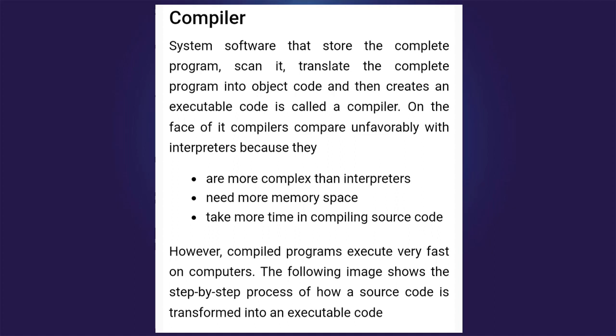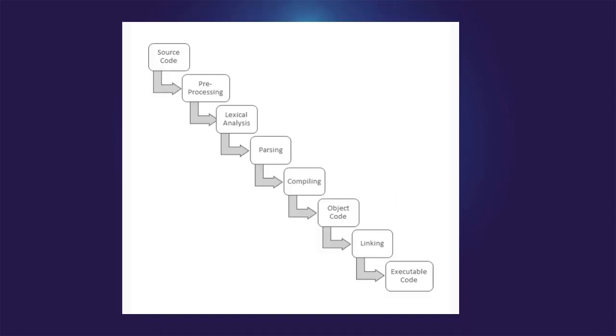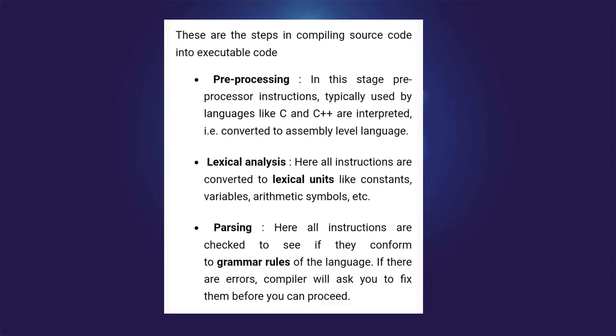The following image shows the step-by-step process of how a source code is transformed into an executable code. Now let's see it. Source code, pre-processing, lexical analysis, parsing, compiling, object code, linking, executable code. These are the steps in compiling source code into executable code.